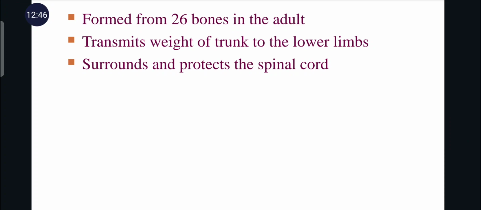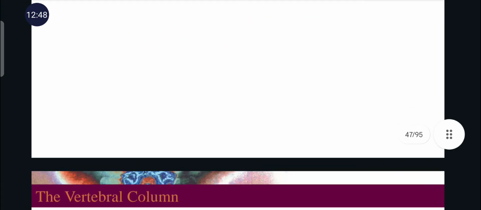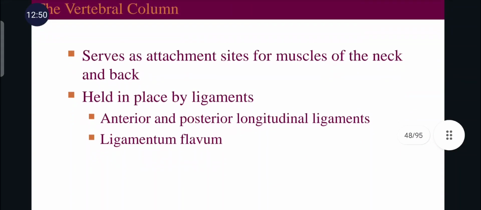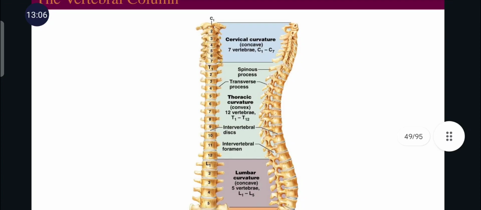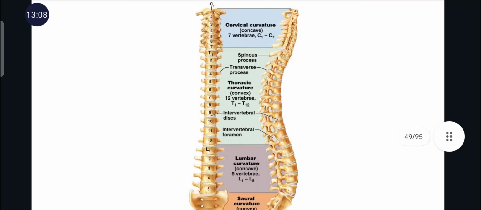The spinal cord passes through the vertebral column. The vertebral column acts as an attachment site for the muscles of the neck and back. It is held in place by the ligaments. It forms the anterior and posterior longitudinal ligaments, and also the ligamentum flavum. This is the structure of the vertebral column.